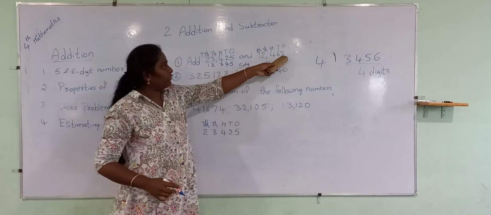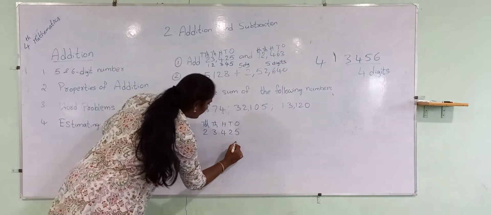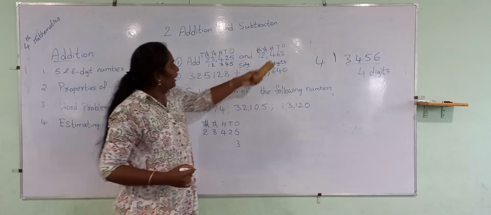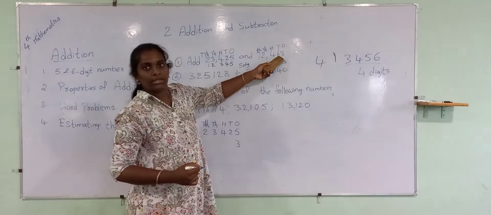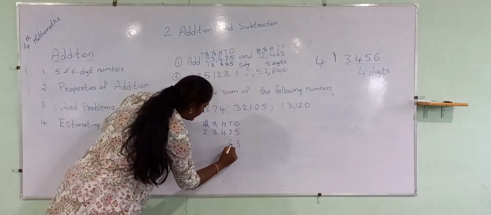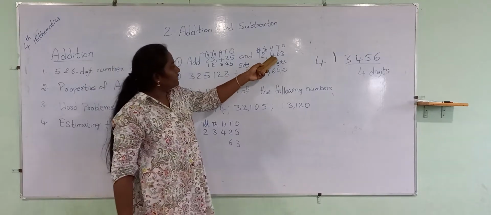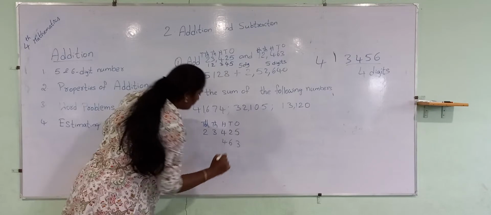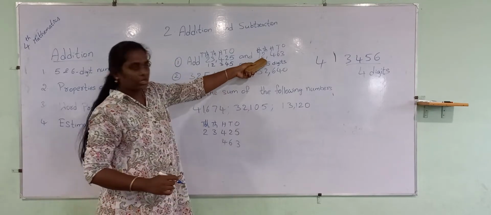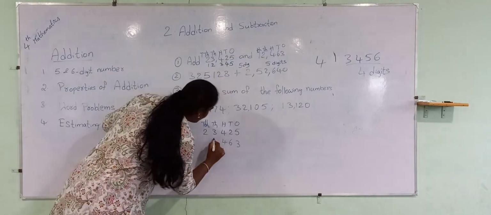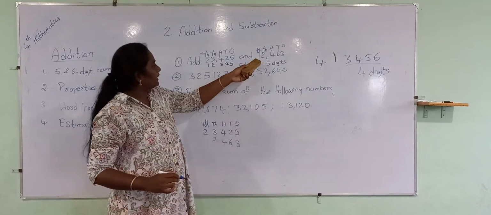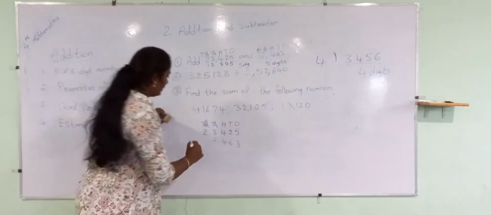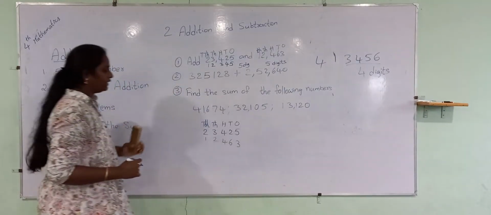What is the ones value here? 3. Write 3 in the ones place. And what is the tens value here? 6. Write 6 in the tens place. And what is the value of hundreds place? 4. Now write the 4. Here in the thousands place 2 is there. Write the 2 in the thousands place. In the 10,000s place 1 is there. Write that 1 in the 10,000s place.